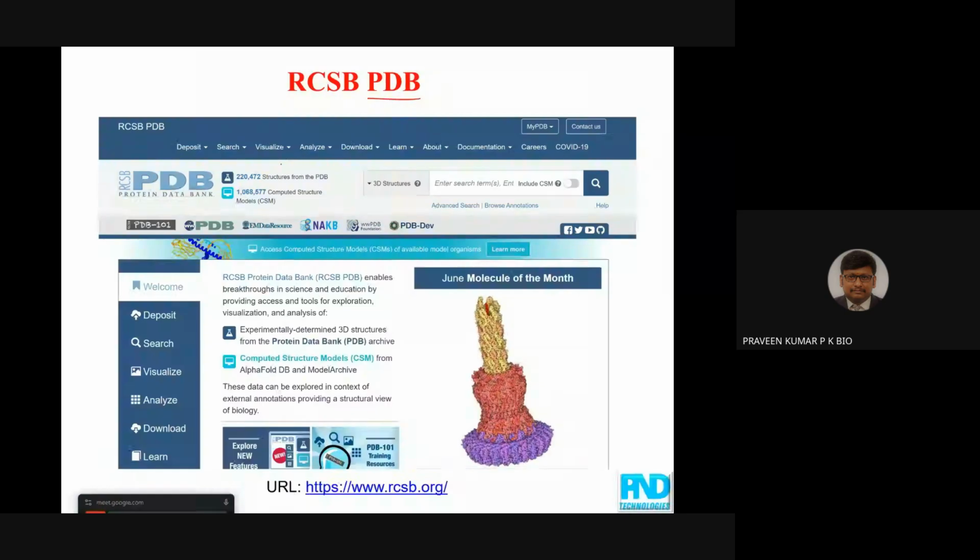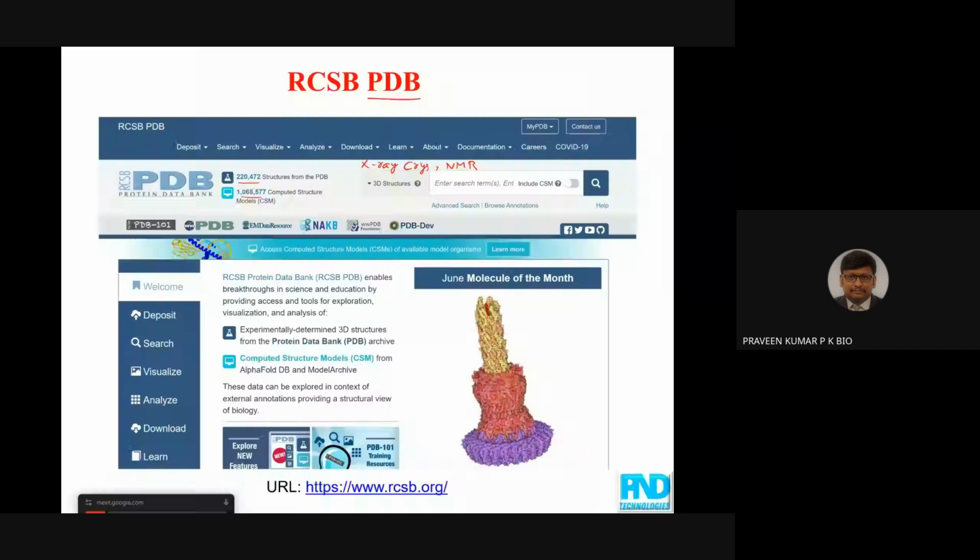So here you find the maximum number of populated 3D structures of proteins, established from gold standard techniques like X-ray crystallography and NMR. These are the popular techniques the scientists have utilized to deposit around 2.2 lakh structures. Okay, so whatever 2.2 lakh structures are established, we can also see 10.68 lakh structures below.